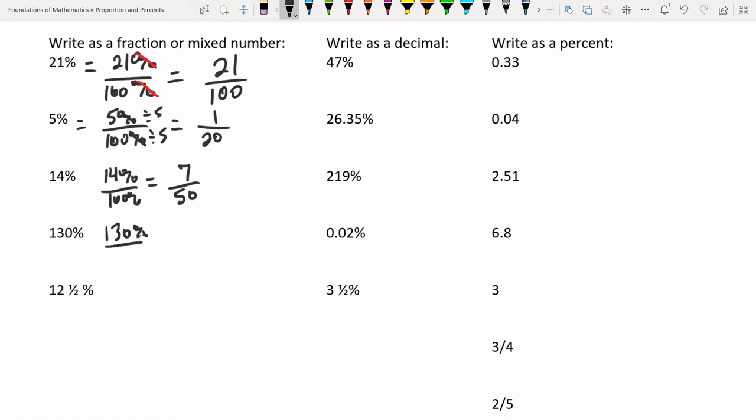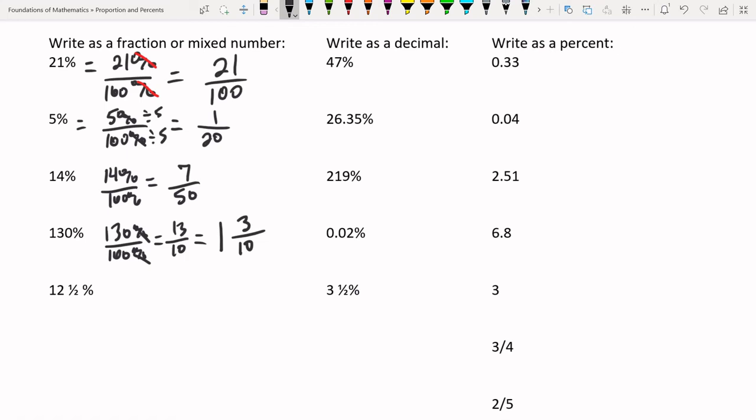130% over 100. Now you see that we actually have a mixed number here because this is now an improper fraction. Divide top and bottom by 10, we get 13 out of 10. And changing this to a mixed number, how many times can 10 go into 13? It goes in there 1 time. 1 times 10 is 10. 13 minus 10 is 3, and you always leave it over the same denominator, which will be 10. So 130% is the same thing as 1 3/10.